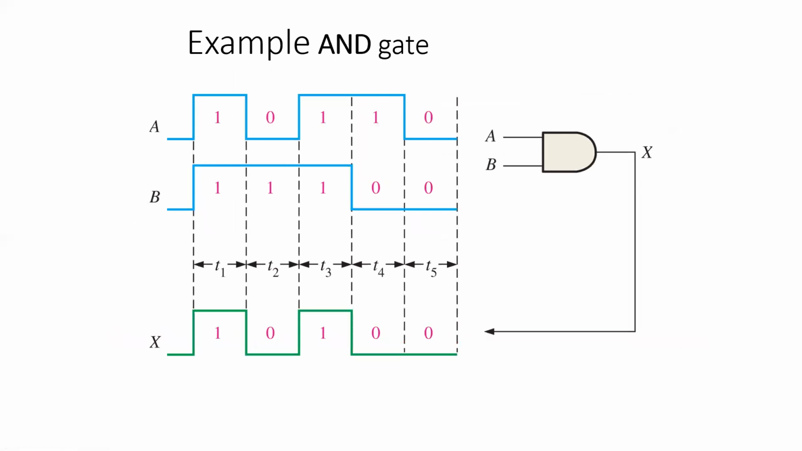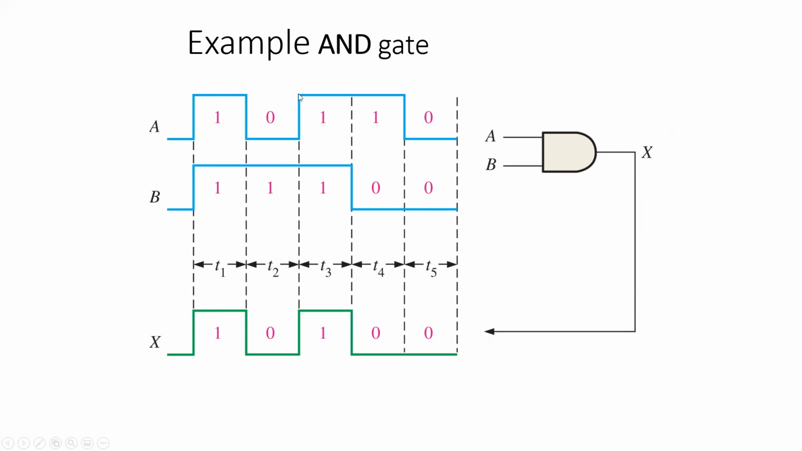If we look at a standard AND gate, AND means that both A and B must be high in order for the output to be high. And that means that as we follow along the timing diagram, we want to see that both of them are high, or 1. So for the first time period, they're both high, which means the output should be high.